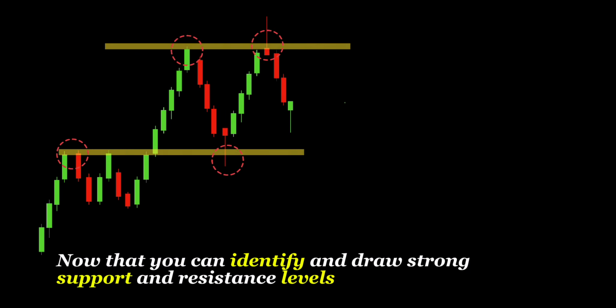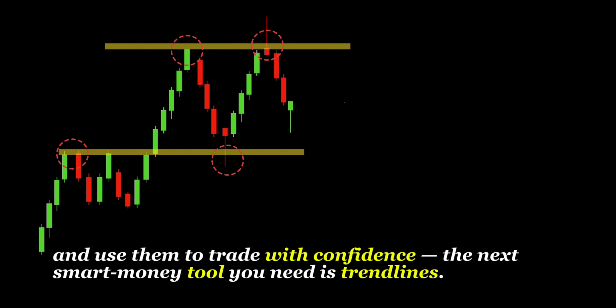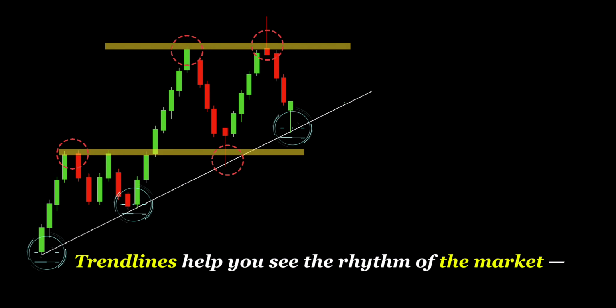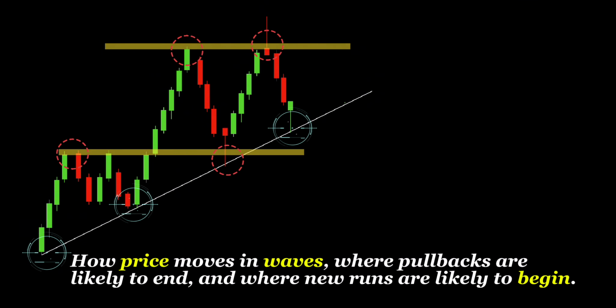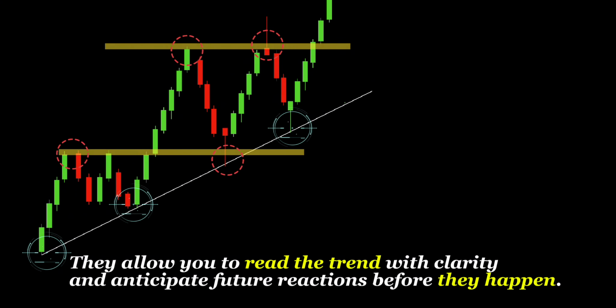Now that you can identify and draw strong support and resistance levels and use them to trade with confidence, the next smart money tool you need is Trendlines. Trendlines help you see the rhythm of the market, how price moves in waves, where pullbacks are likely to end, and where new runs are likely to begin. They allow you to read the trend with clarity and anticipate future reactions before they happen.